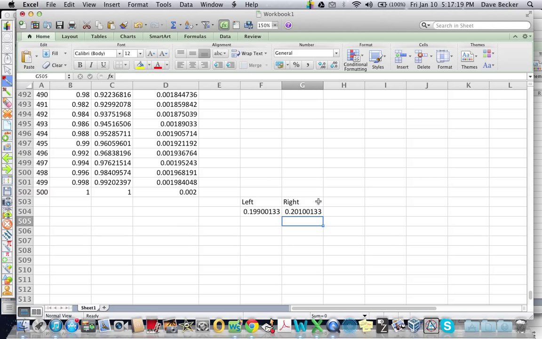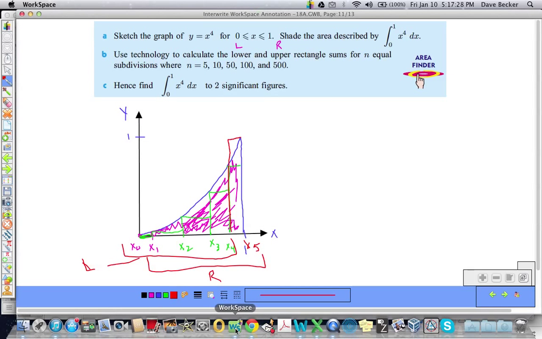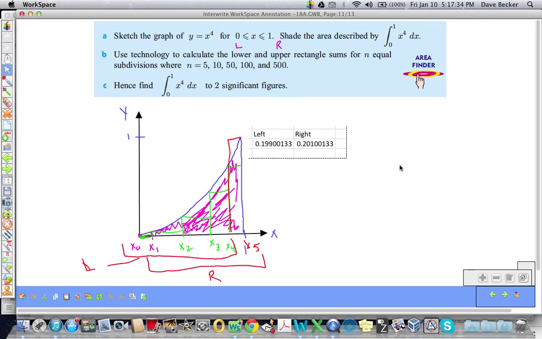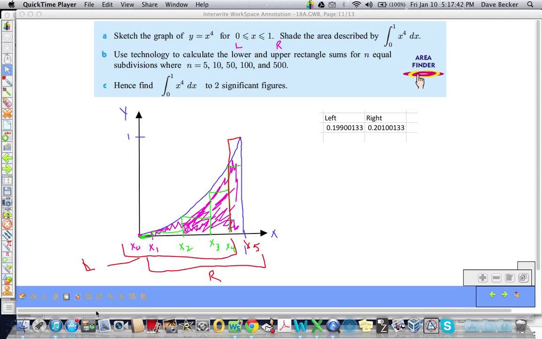And that's 0.20. And I'm going to copy that real quick to help us answer the question. Let me go back here. Okay, drag that over here. So my left rectangle had a sum of 0.199 and my right rectangle had a sum of 0.20.